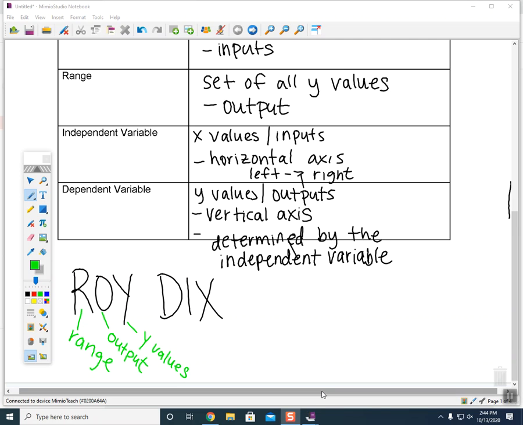My Dix part, my D, is going to stand for domain. I is going to stand for input. And X are my X values. Okay, so maybe this will help you remember what goes together. So when I'm talking about range, I'm talking about my output, or my Y values. When I'm talking about domain, I'm talking about input, or my X values.